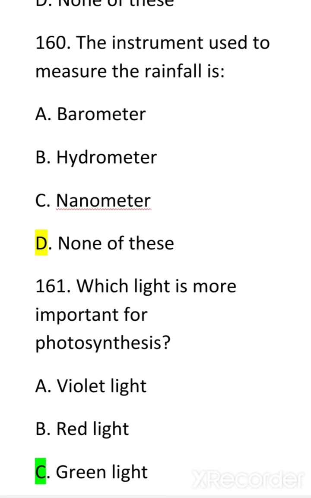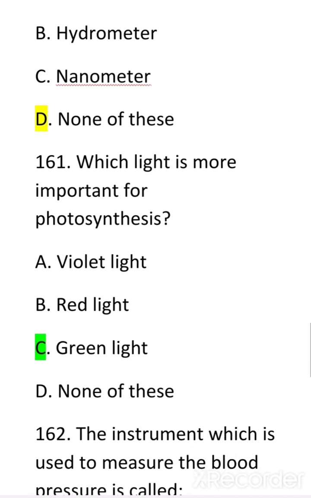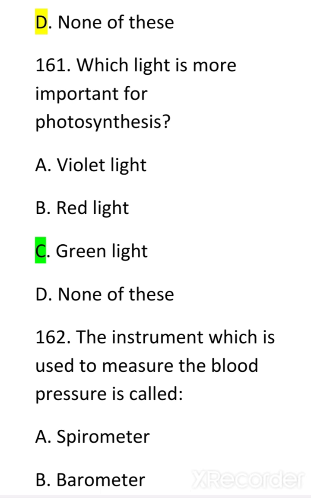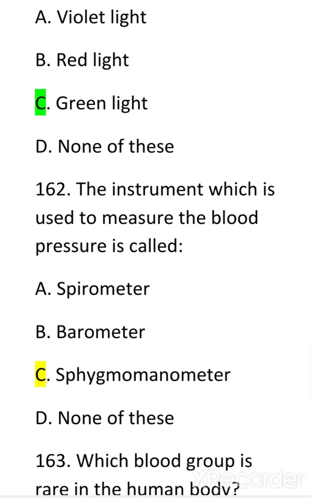A barometer is used to measure atmospheric pressure. A hydrometer is an instrument used to measure the specific gravity or relative density of liquids. A nanometer is used to measure things that are very small. Question number 161. Which light is more important for photosynthesis? Option A, violet light, B, red light, C, green light, D, none of these. Correct option is C, green light.